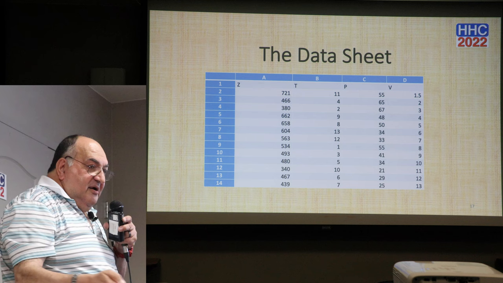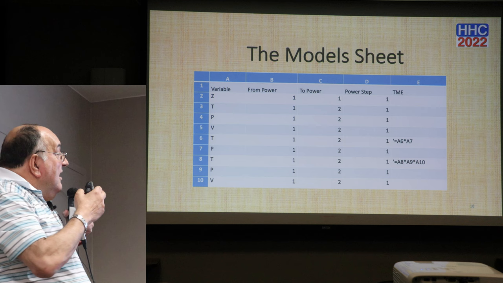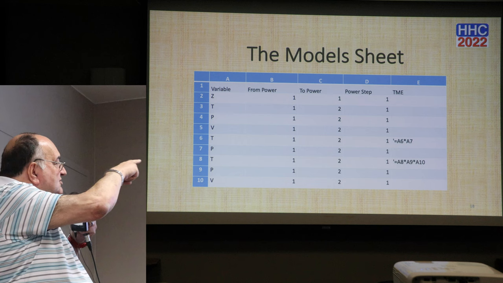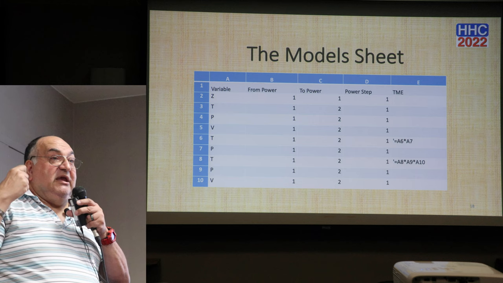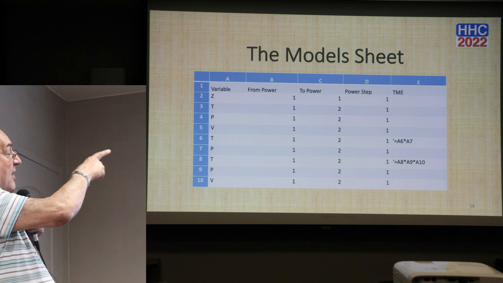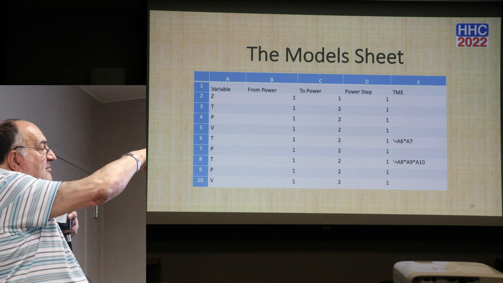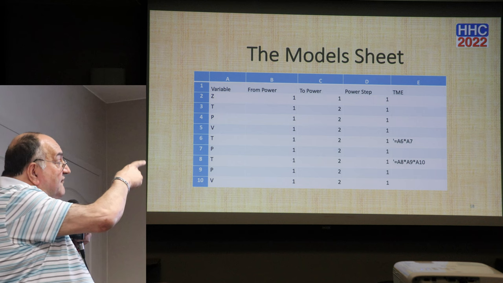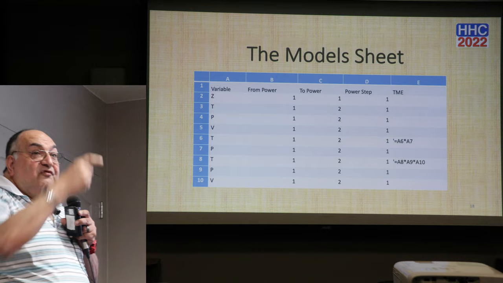The models list here, there are two versions I'll show you. The first column is the variable names. As you can see, Z is the dependent variable, so it only appears once, but the other ones, TP and V, appear multiple times. That's because they could be either in a separate term or in a cross product term. The from power, to power gives you the range, then power step, and then TME, the term mathematical expression. Now Z here, for example, I'm going from one to one in step of one, meaning keep it linear. But all the other variables, whether they appear in a term on their own or not, go from one to two in step of one.